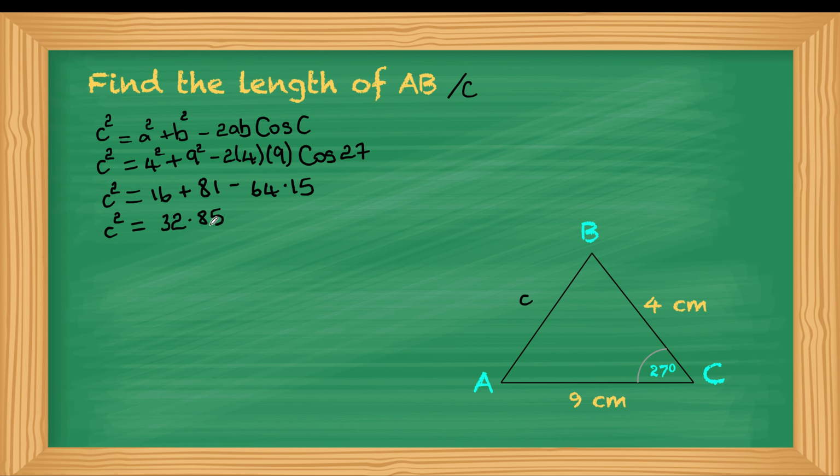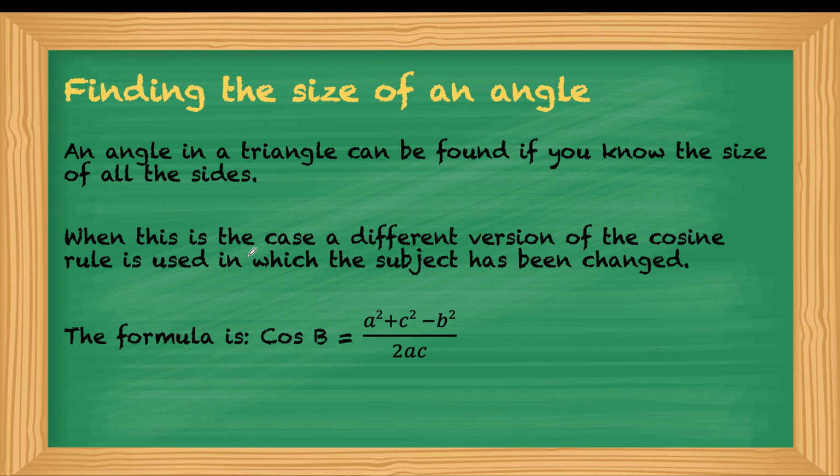32.85. Now I don't want C squared, I want just C. So to get rid of the square, I will have to find the square root of both sides, and I will end up with C being equal to 5.7 centimeters. Alright, so we have explored finding the length using the cosine rule.